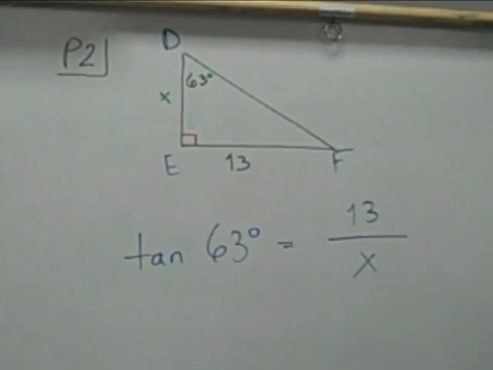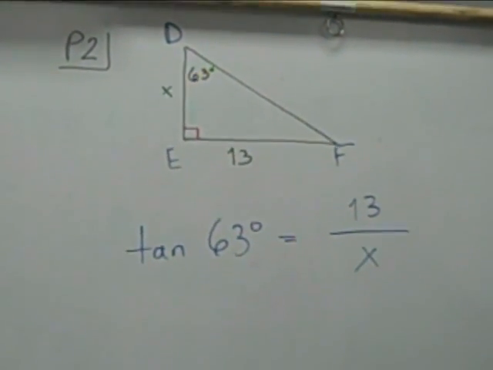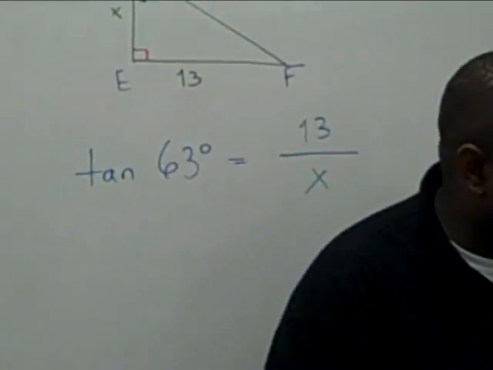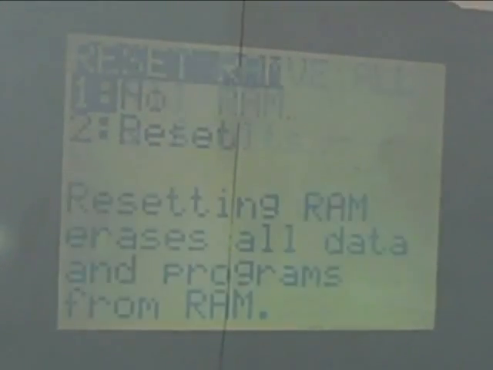And now we have to go to the calculator because there's something I need to teach you so that you won't get the wrong answer. So follow me over here, please. Now, you see that it says tangent 63 degrees equals 13 over x. Now, we have to figure out what the tangent of 63 degrees is, as far as the actual amount. So the first thing you have to do, of course, is turn on the calculator. And we're going to reset. So we're going to do second plus 7, 1, and then 2. And we have our RAM cleared.